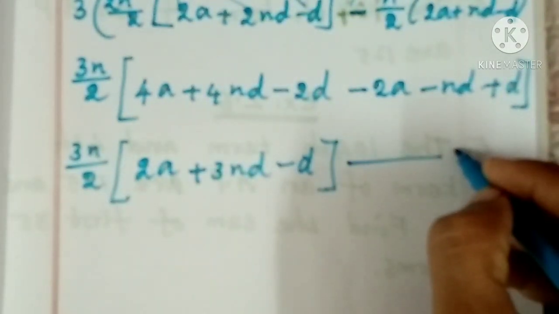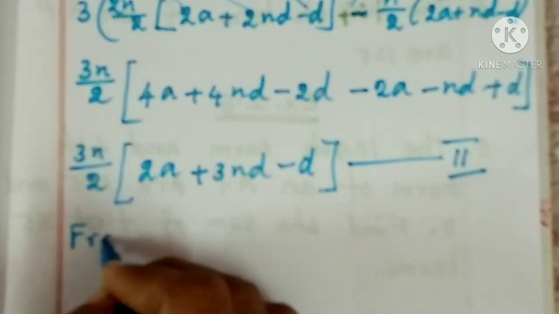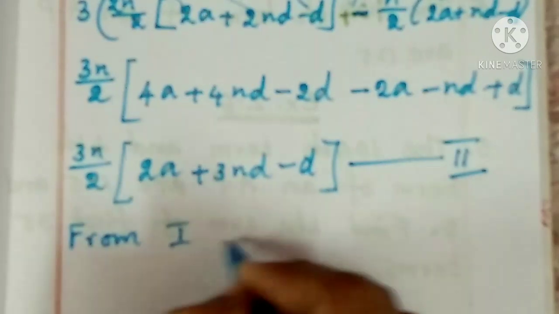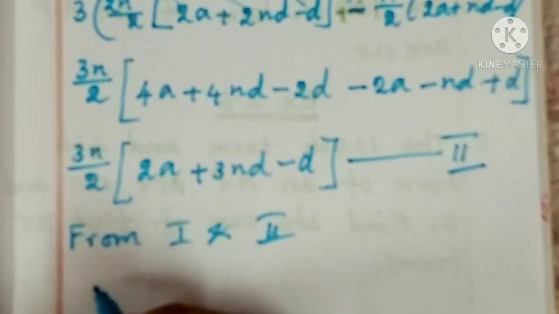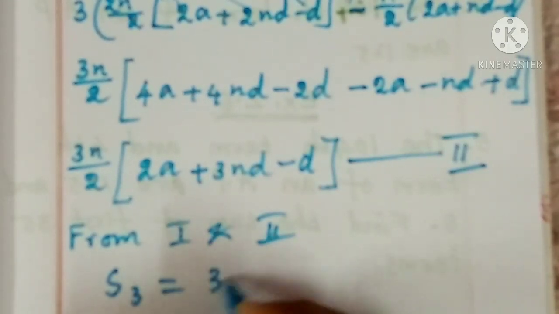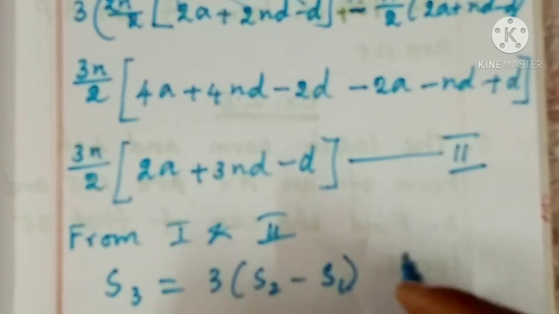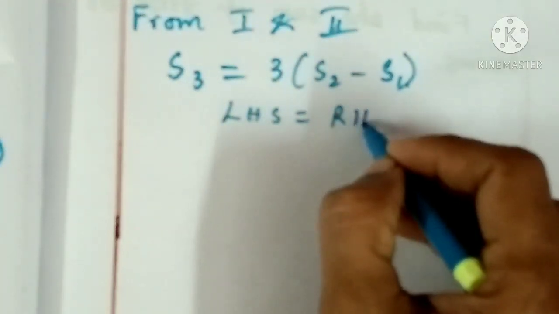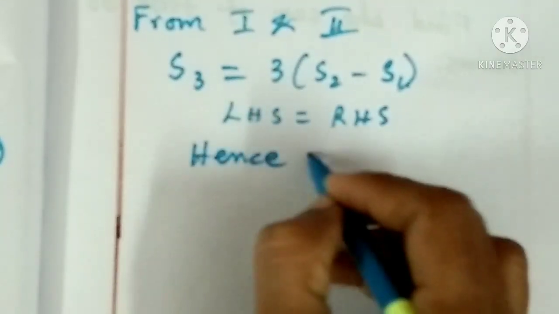So let us assume this number 2. From 1 and 2 we get S3 is equal to 3 into S2 minus S1. That is, left hand side is equal to right hand side. Hence proved.